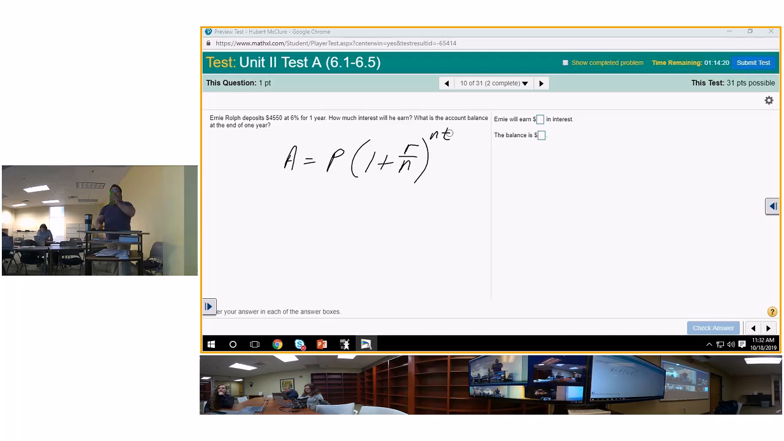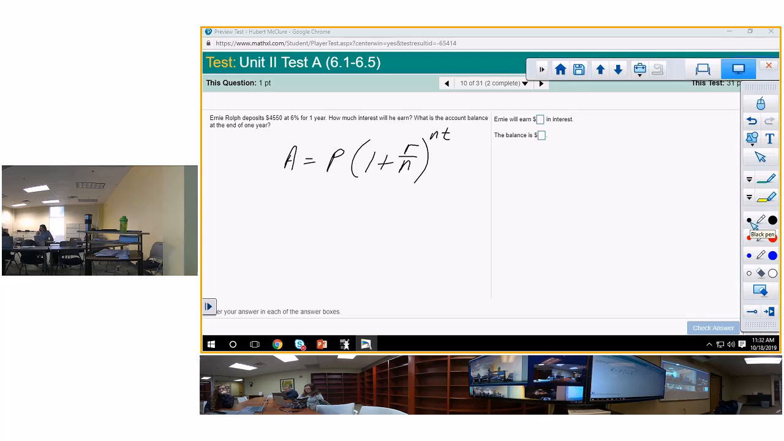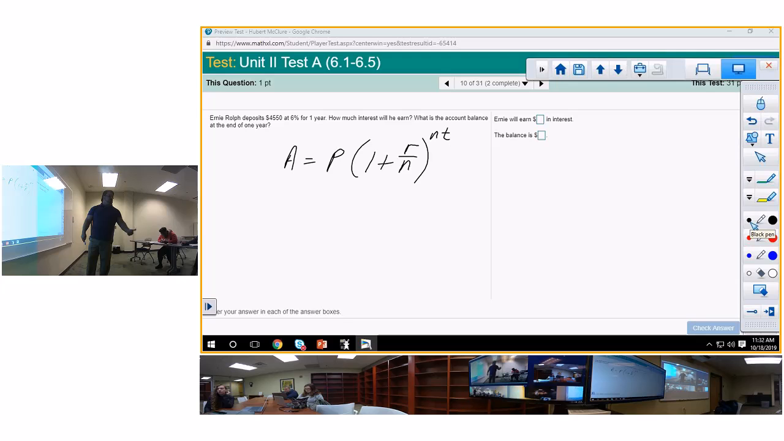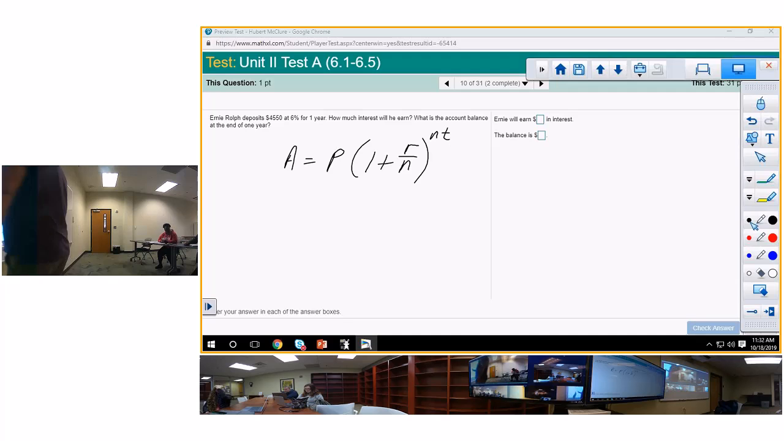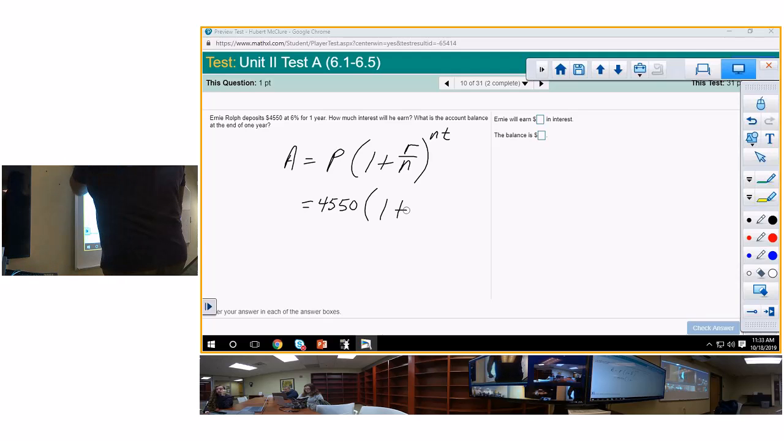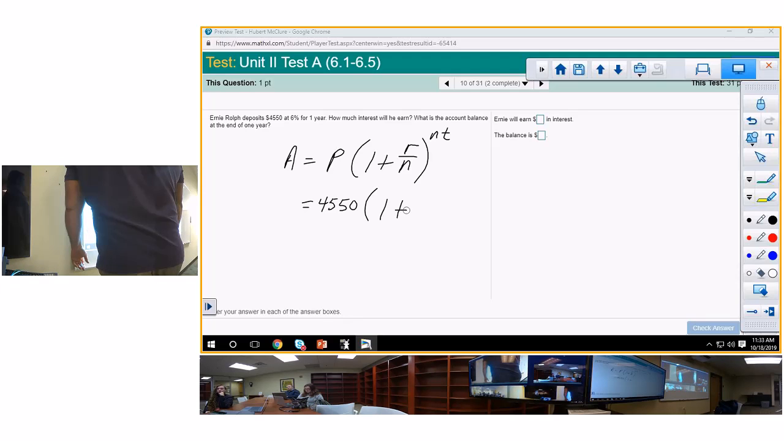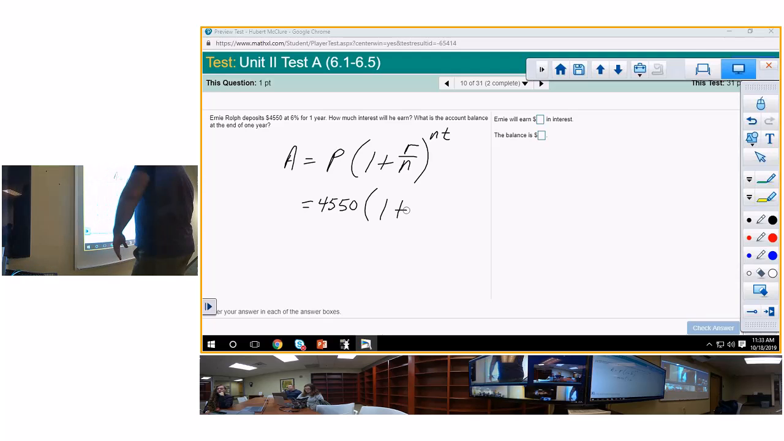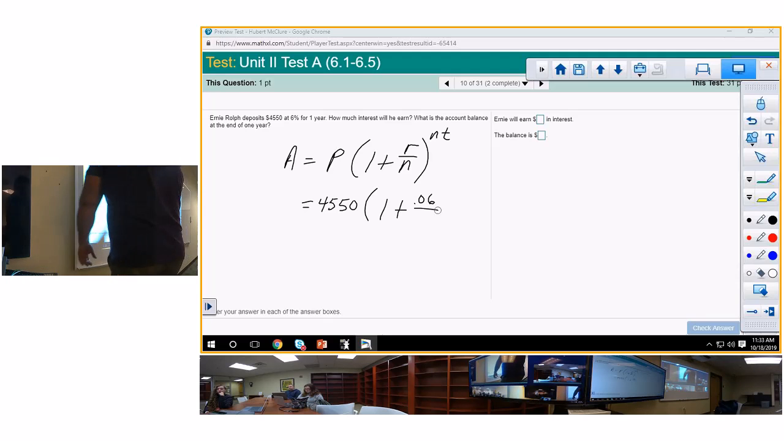So what is our principal? That's not rhetorical. I'm asking y'all to interact with me. Principal is what you put in. Remember I told you, remember the P? Principal is what you put in. What are you putting in? 4550. So that's 4550. 1 plus, what's my rate? 6%, which I cannot put in as 6%. I have to write it what? As a decimal. 0.06. Remember, you got to move the decimal 2 places. And what is n?